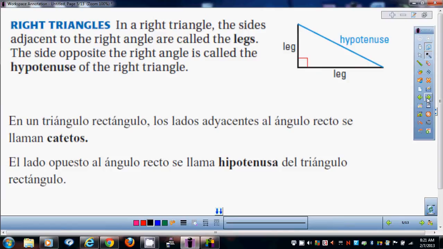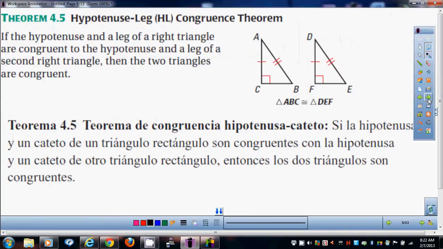A right triangle has two legs and a hypotenuse. The hypotenuse will always be directly opposite the right angle. You see how it's not touching the right angle? That's how you'll know the hypotenuse. It's the one not touching the right angle. That's important if you're going to understand the next theorem. The next theorem is the only time that you can know two sides and an angle, and it doesn't have to be between the sides. All you really need from that is to know what the legs and hypotenuse are. That's all you really need to know. This one. The hypotenuse leg congruence theorem.